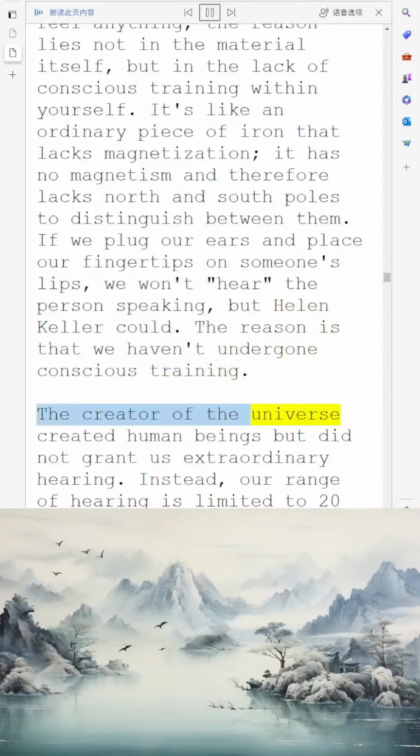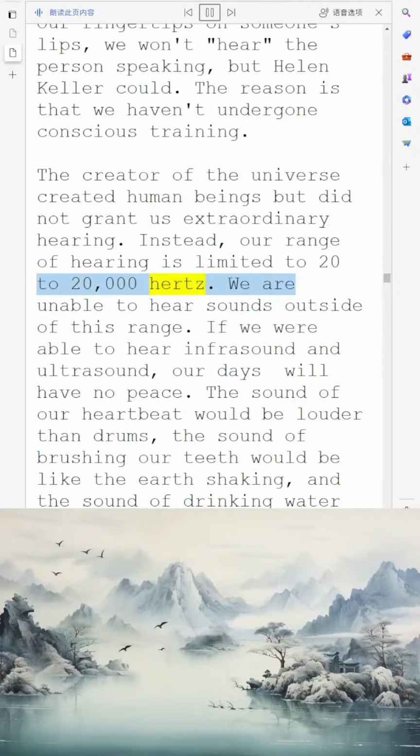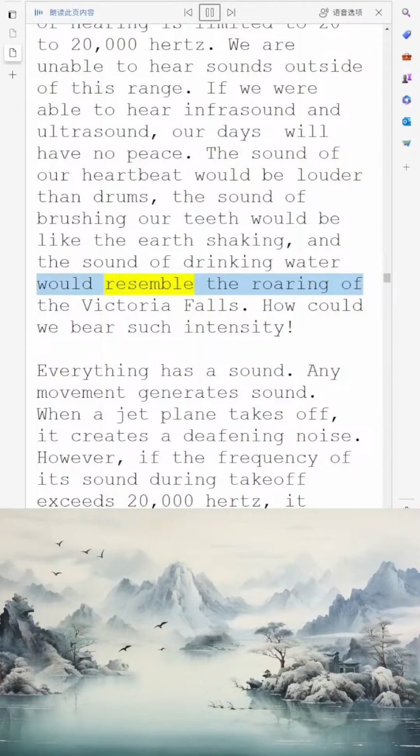The creator of the universe created human beings, but did not grant us extraordinary hearing. Instead, our range of hearing is limited to 20 to 20,000 hertz. We are unable to hear sounds outside of this range. If we were able to hear infrasound and ultrasound, our days would have no peace. The sound of our heartbeat would be louder than drums. The sound of brushing our teeth would be like the earth shaking, and the sound of drinking water would resemble the roaring of the Victoria Falls. How could we bear such intensity?